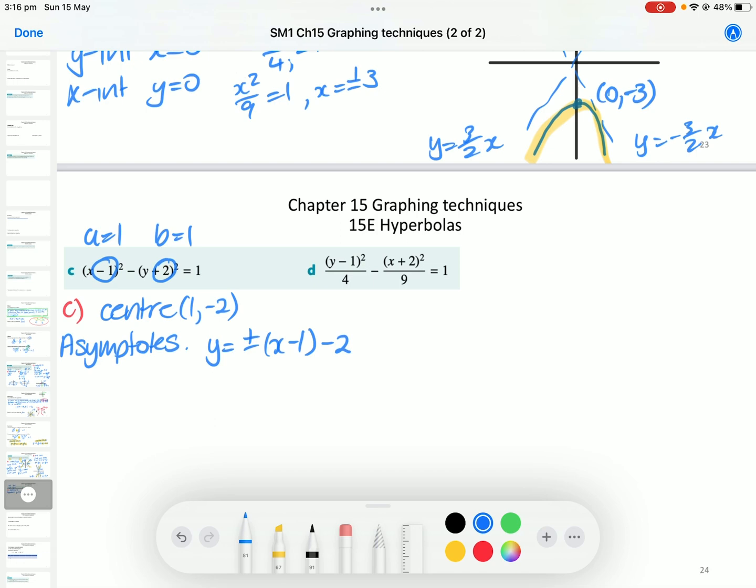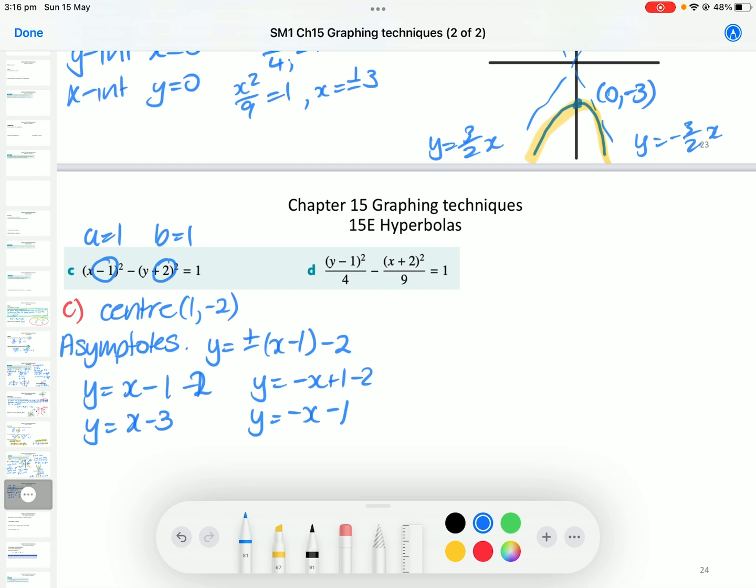minus 2. So if we get that, that's y equals x minus 1 minus 2, which is y equals x minus 3. The other one is at y equals minus x plus 1 minus 2. So y equals minus x minus 1. All right, so we'll draw those lines in a moment.